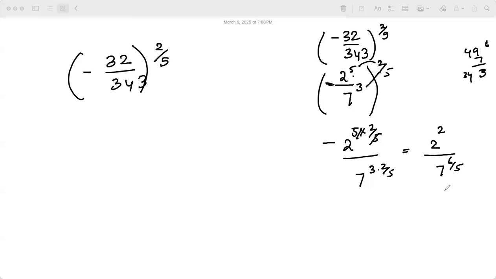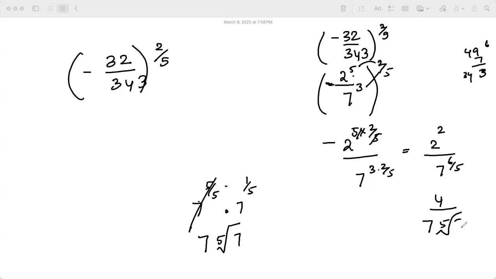Now, what is 6 by 5? How can I express 6 by 5? 5 by 5 plus 1 by 5. Am I making sense? So 7 power of 5 by 5 times 7 power of 1 by 5. That is 6 by 5, right? So I can write this out as 7 power of 1 and the fifth root of 7. So the denominator can be 7 times the fifth root of 7. Any questions?